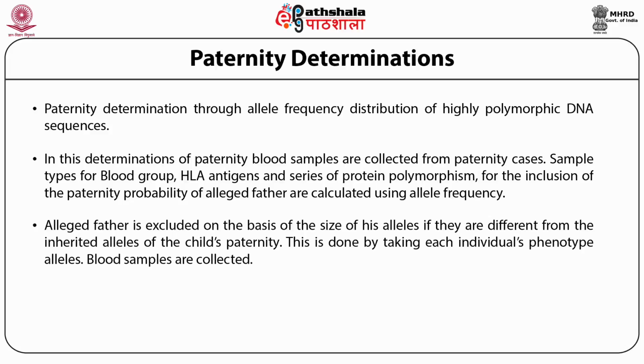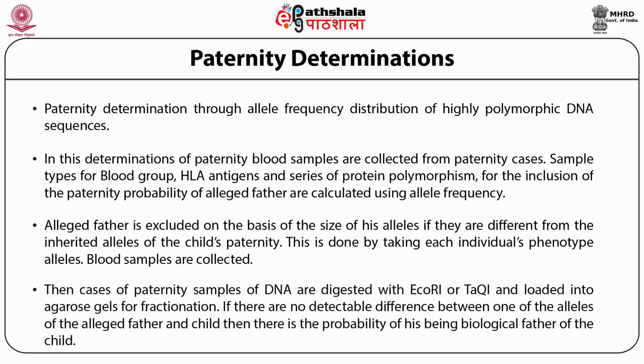The alleged father is excluded on the basis of the size of his alleles if they are different from the inherited alleles of the child. This is done by taking each individual's phenotype alleles. Blood samples are collected, then in cases of paternity, samples of DNA are digested with EcoRI or TaqI and loaded into agarose gel for fractionation. If there is no detectable difference between one of the alleles of the alleged father and the child, then there is a probability of his being the biological father of the child.